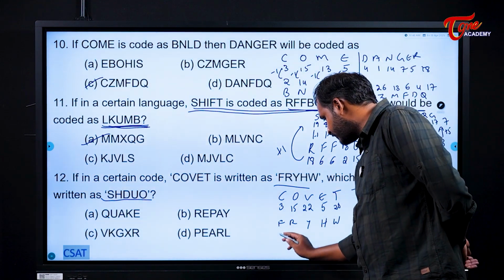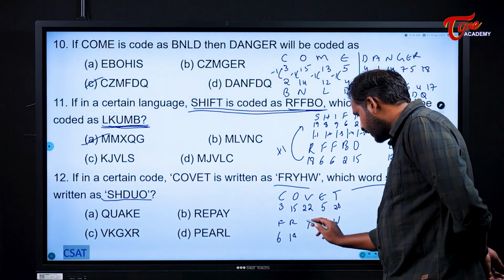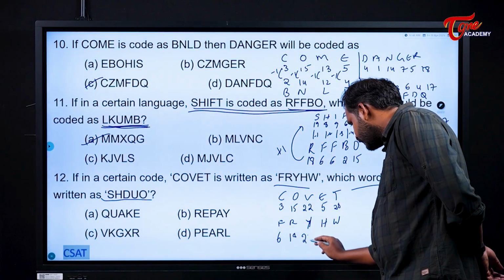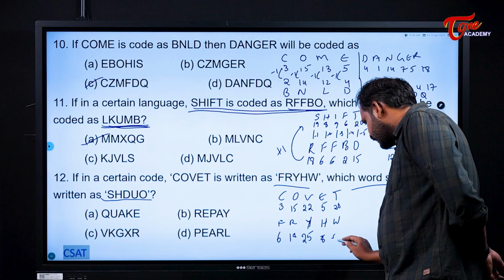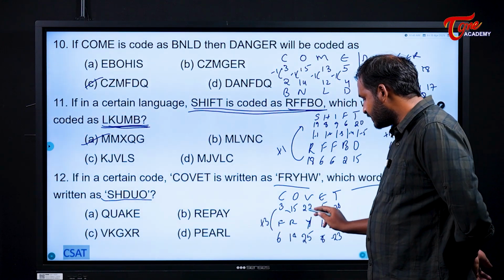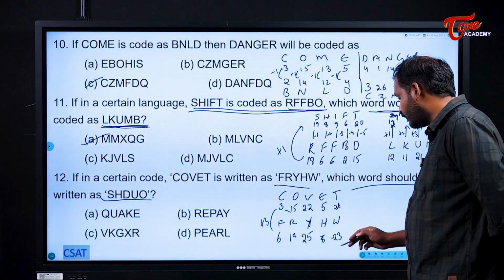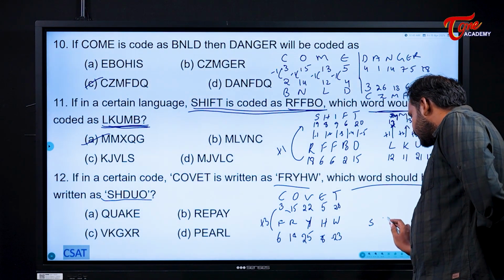FRYHW. So that means what it becomes? 6, 18, Y, right? So 25, 8, 23. If you observe here, what is happening here? From here to here, +3, +3, +3, +3, +3, right? But they given us the code here, not the word. So what is the code they given for us here?